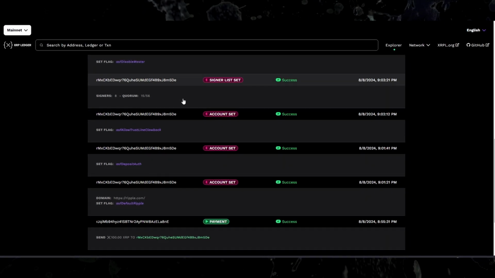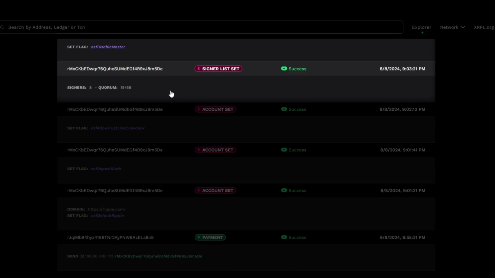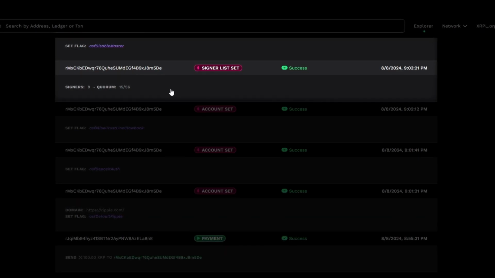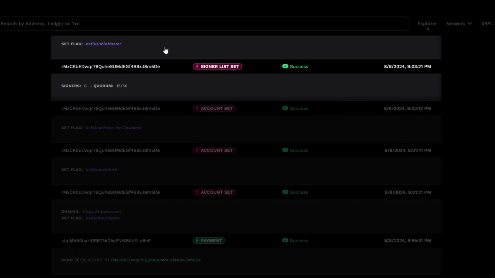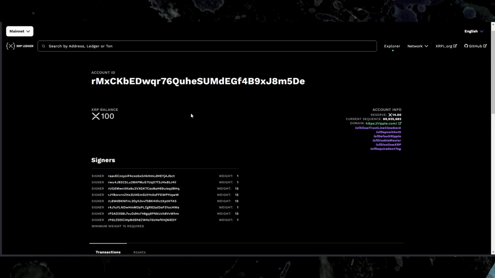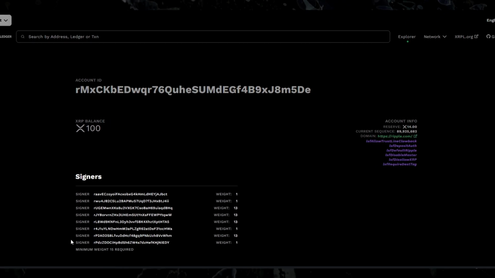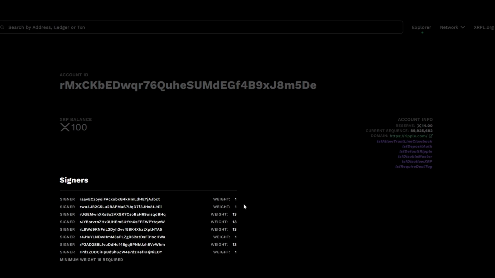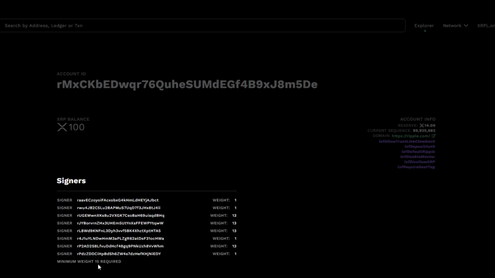Next on the list of all the settings that got configured is the signer list, the multi-signature signer list. That got added, and the master key got disabled to basically allow the multi-signature wallet to behave like intended. When we look at the signers, we see 8 possible signers, all owning different weight values, which are either 1 or 13. There's also a minimum weight set, which is 15.